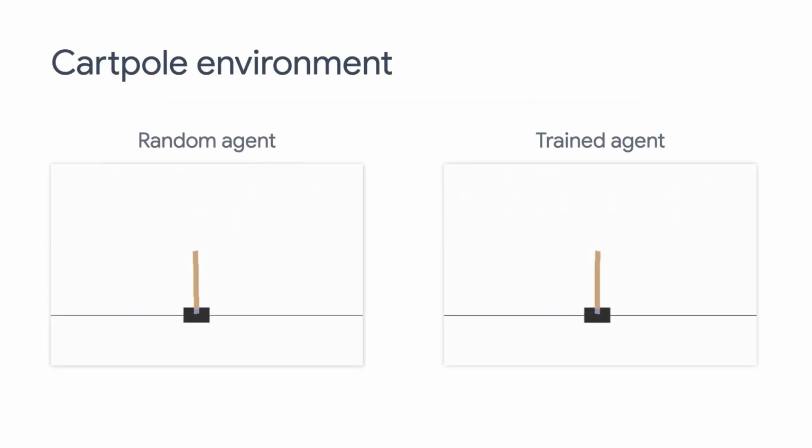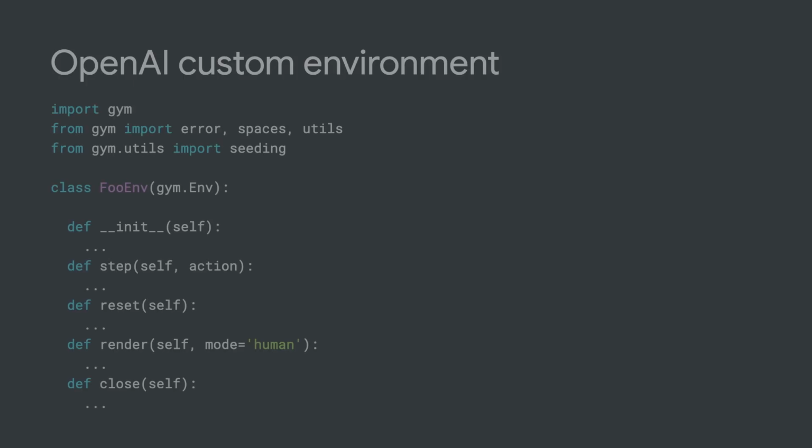Here's one of the most widely used Gym environments, CartPole. The task is to train an agent to move the cart left or right so that the pole on the cart is balanced and doesn't fall down. Random agents will quickly make the pole fall down, while a trained agent will keep the pole perfectly balanced, as you see on the right.